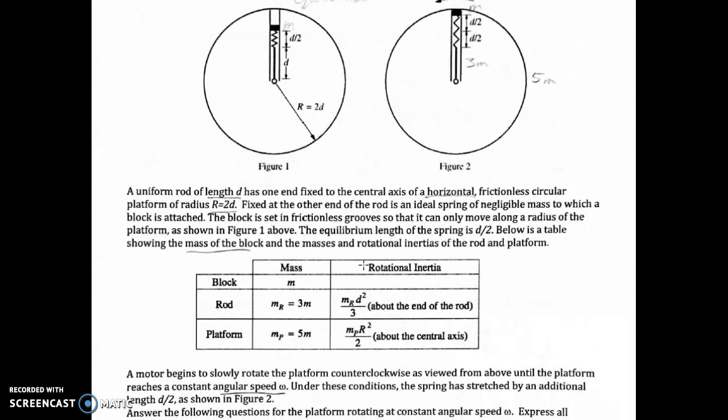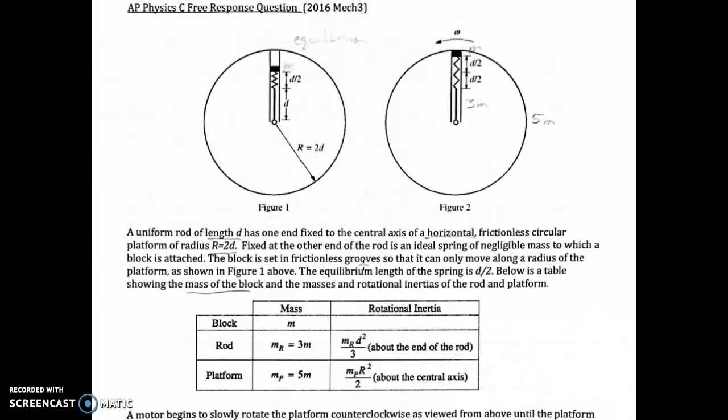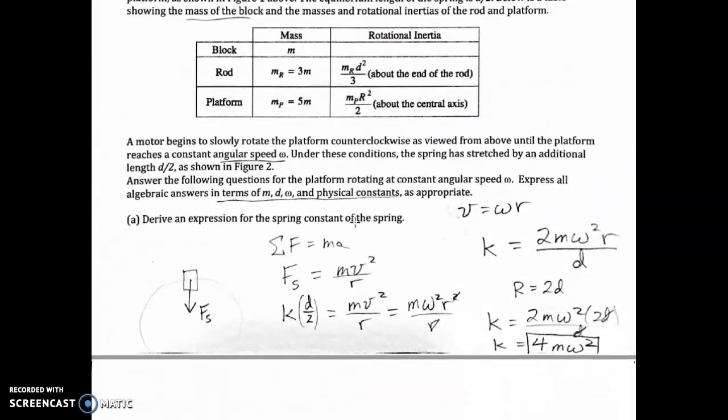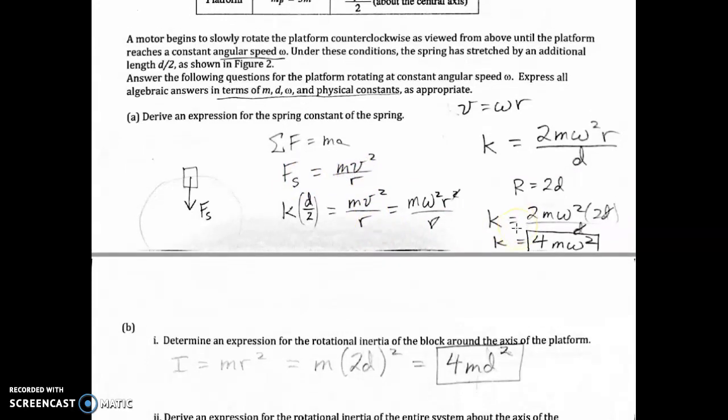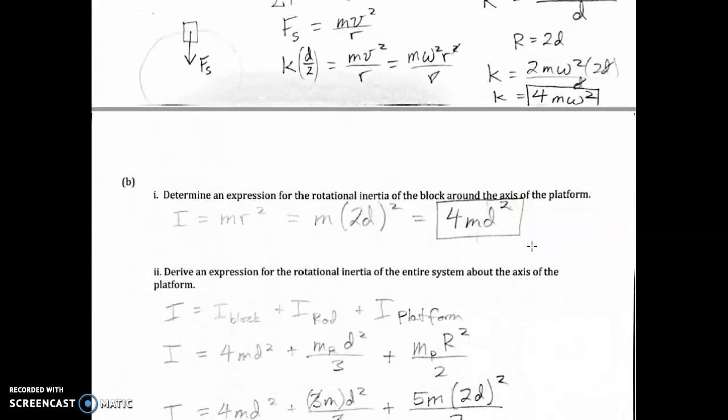On this one, you've got a rotating platform. And I started with a free body diagram for this circular motion, wrote an equation, spring force equals mv squared over r, and solve for the spring constant. And that's what I got.